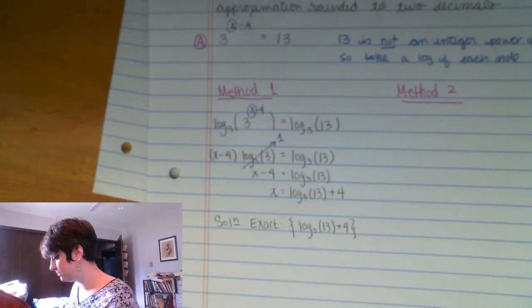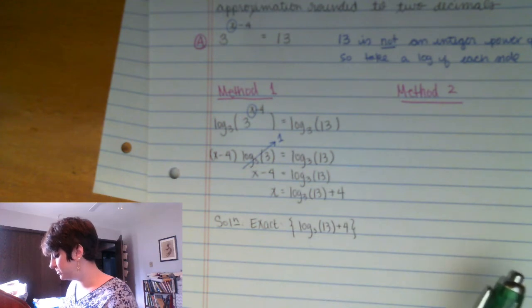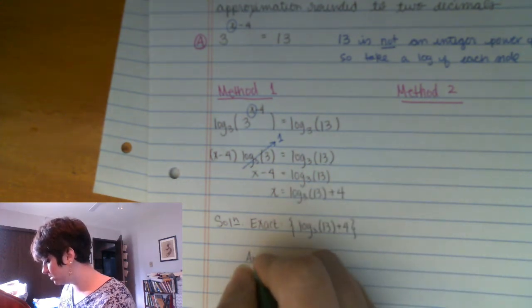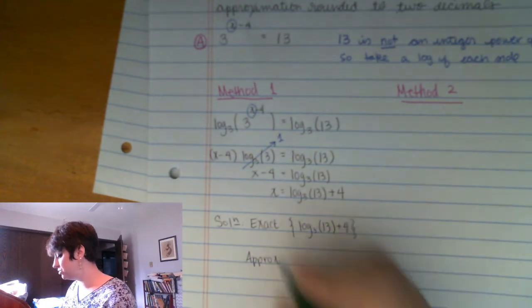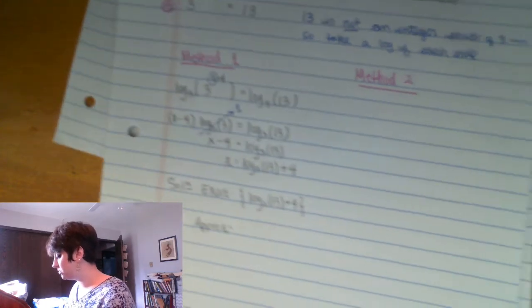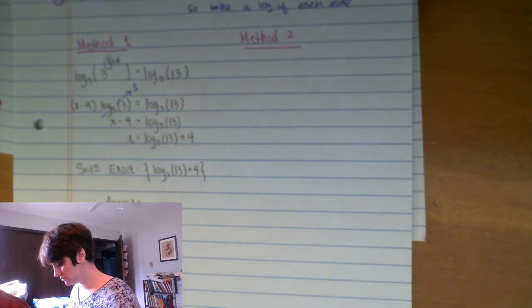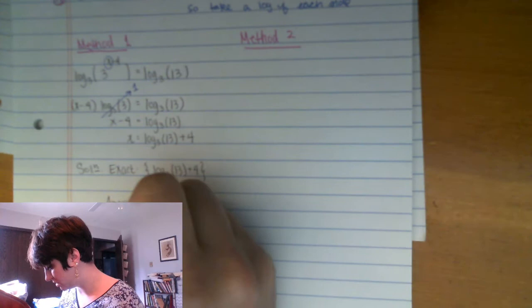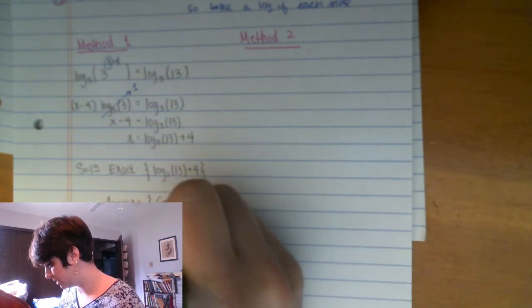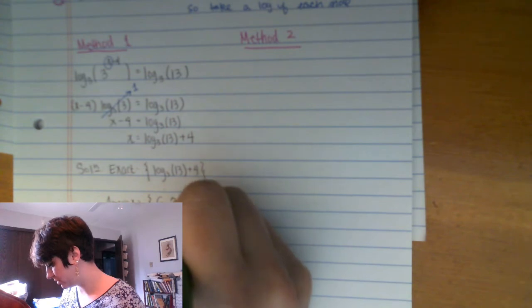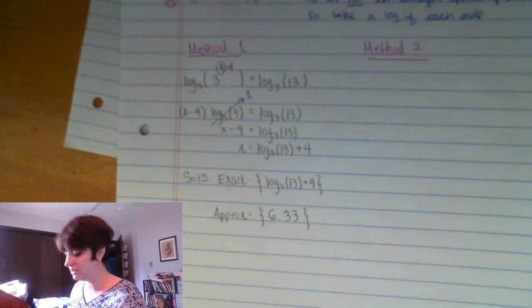All right. My approximate wants you to round to 2 decimal places. So when I do that, you get 6.33. Okay, so I have so many comments about this, so many comments.